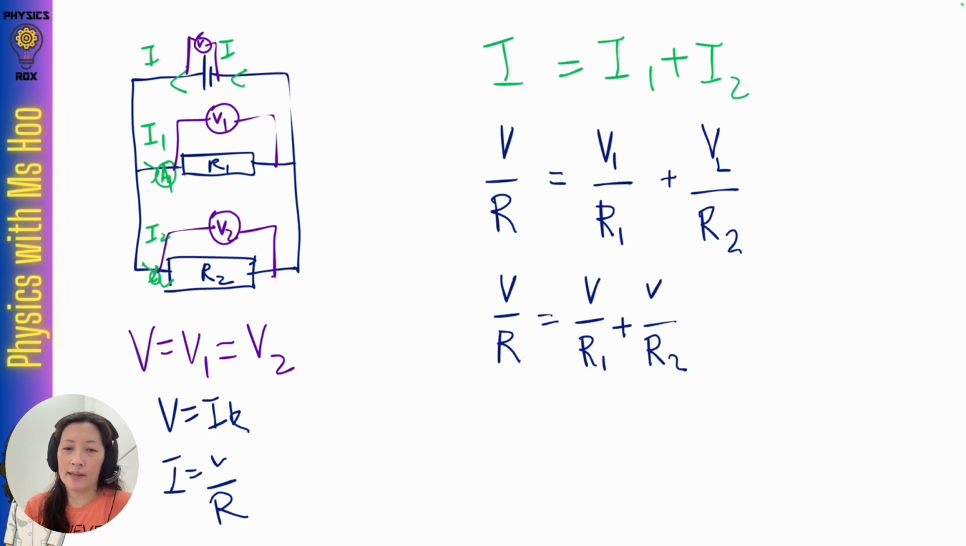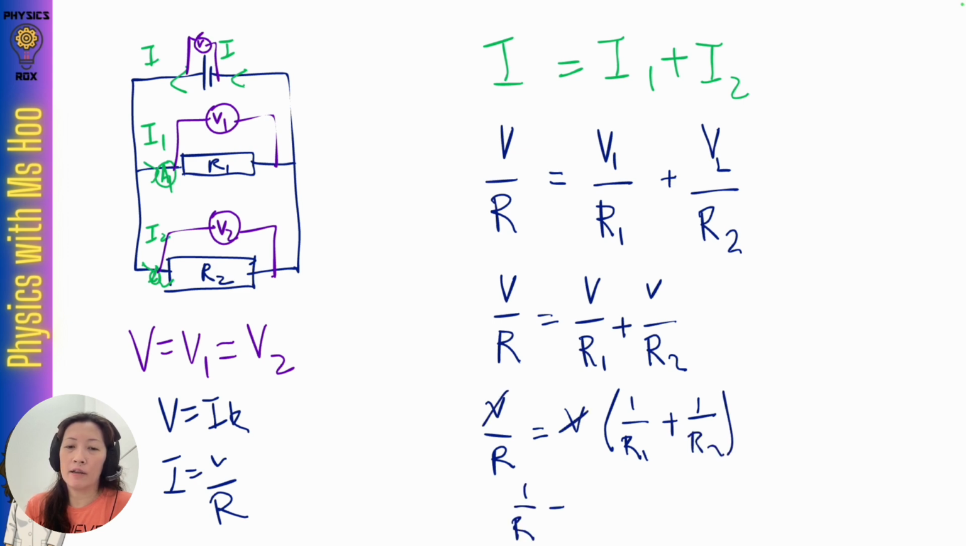Taking V out as a factor, you'll have V over R equals V times 1 over R1 plus 1 over R2. So now you can cut V, leaving the equation 1 over R equals 1 over R1 plus 1 over R2. And that's how we got this equation to calculate the effective resistance of parallel circuits.